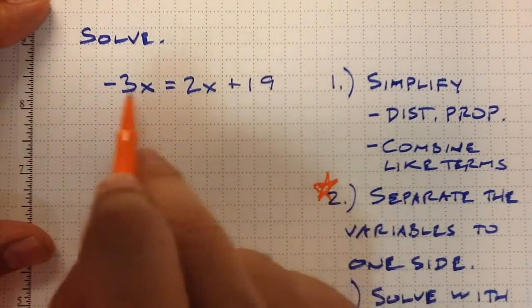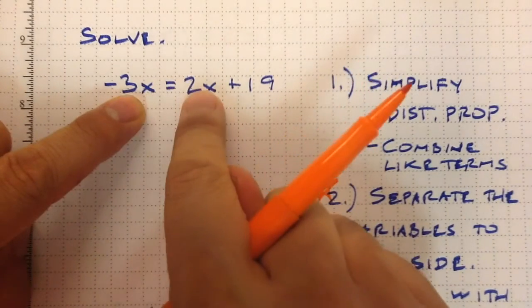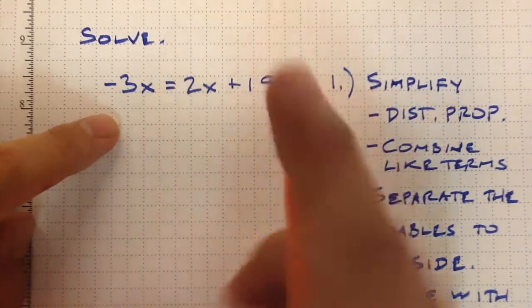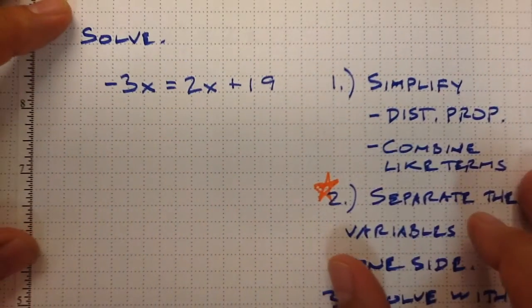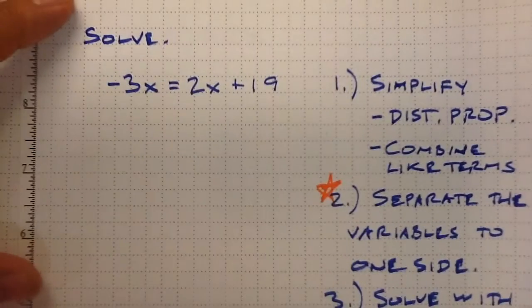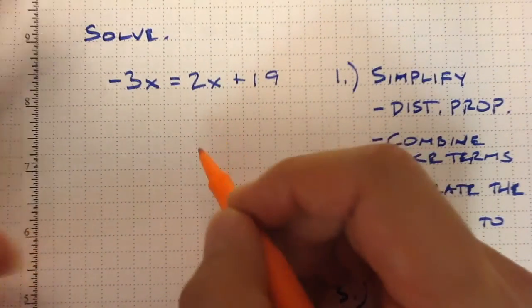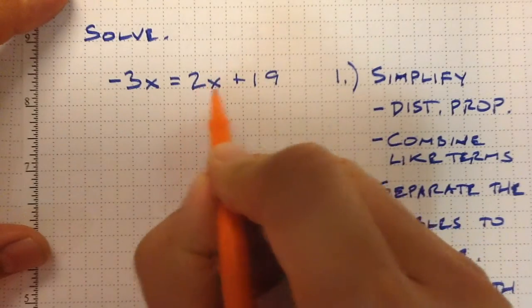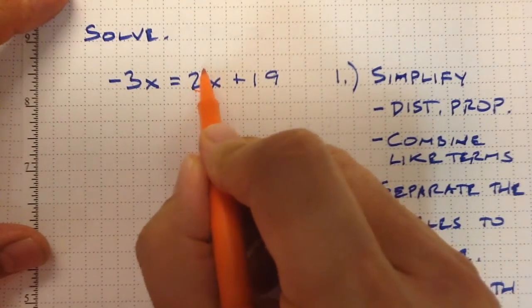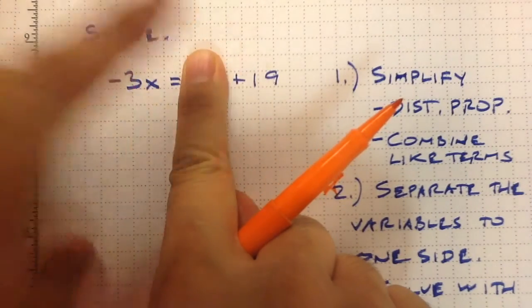Well, I don't see any parentheses to do distributive property. And these like terms are on opposite sides of the equation. I can't just move them. So step one, there's nothing to be done. All right, so now step two is separate the variables to one side. I think the way I'm going to separate those out is I'm going to get rid of this 2x. That way, I've got variables on one side and my numbers on the other.